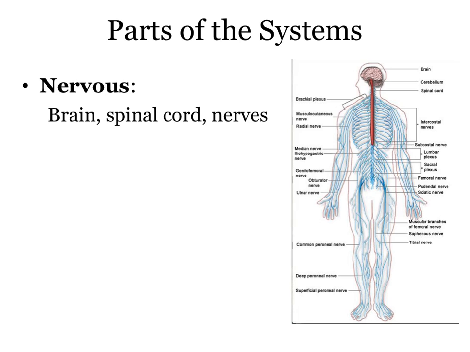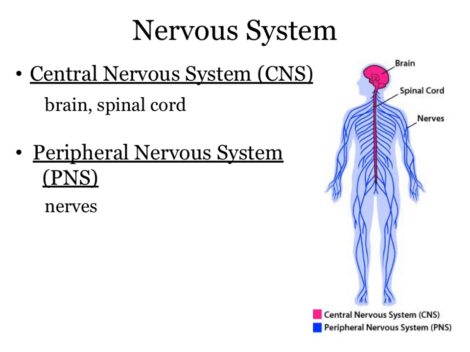Now, the parts of the nervous system are a little bit more broad. So the nervous system includes the brain, right? It also includes the spinal cord and all the nerves in your body. So let's break down these parts of the nervous system just a little bit.